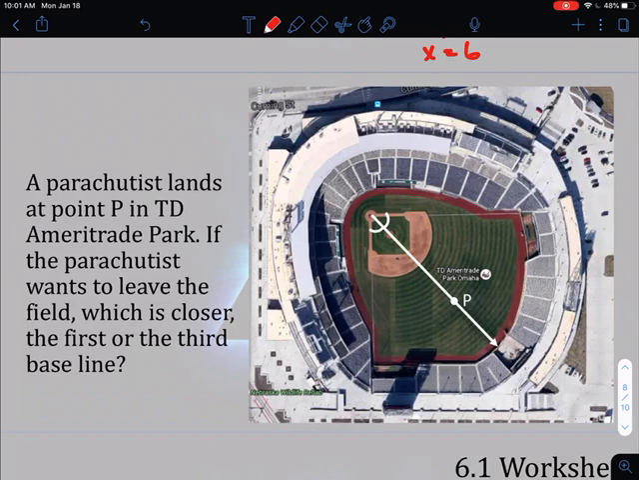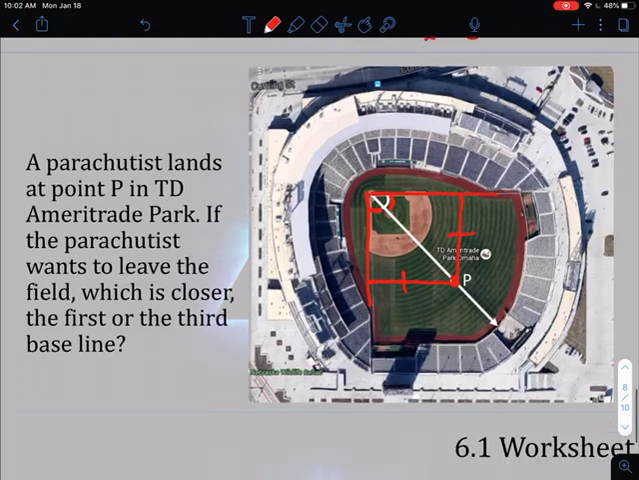On the last example here, just kind of a word problem. It says a parachutist lands at point P, so we're landing right here on the field. If the parachutist wants to leave the field, he wants to go to the closest. So they got the third baseline over here versus the first baseline over here, and they're asking which one would be closer. Well, if we look closely at the picture, he landed right on the angle bisector. Those two angles are identical, which means his distance to the first baseline and his distance to the third baseline would be identical. So either way he goes, he's going to go the same distance.